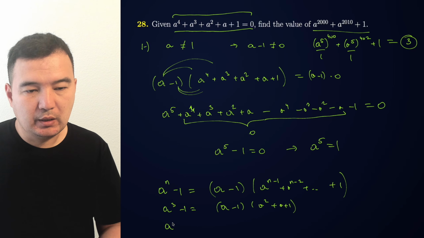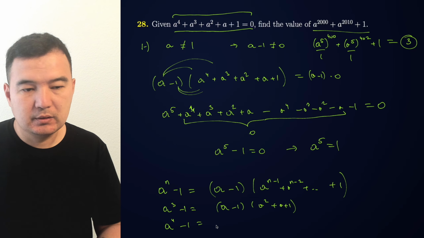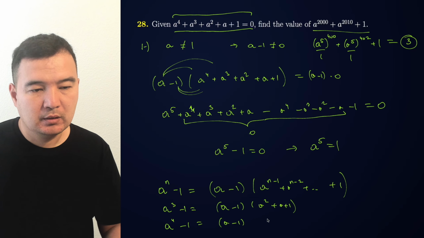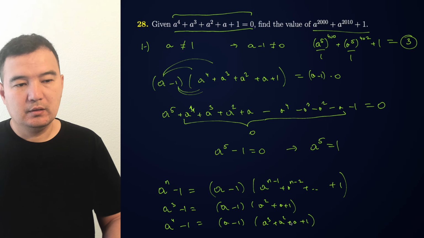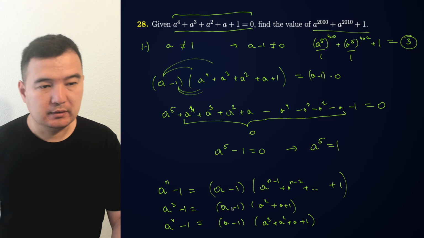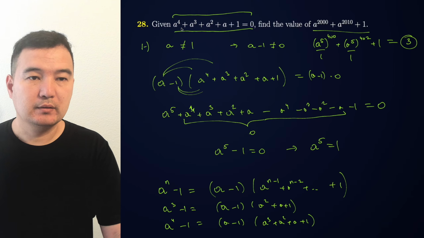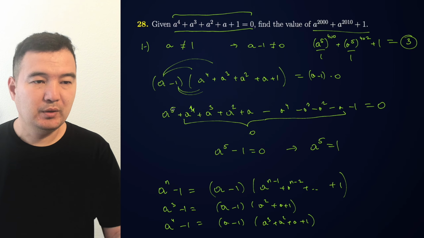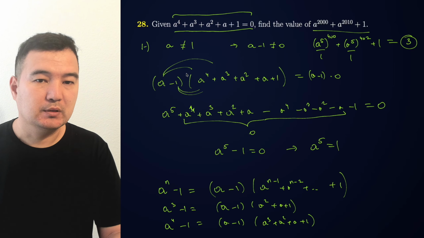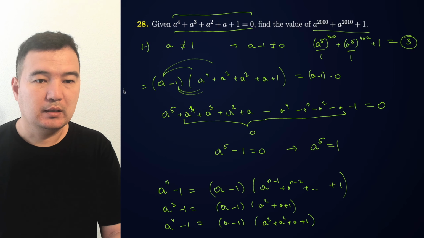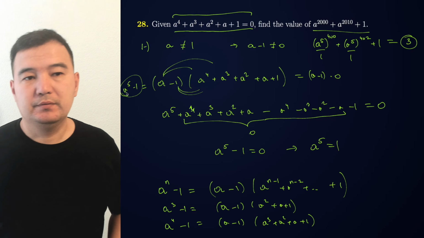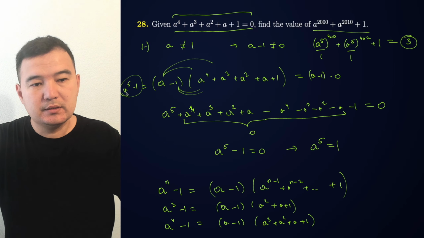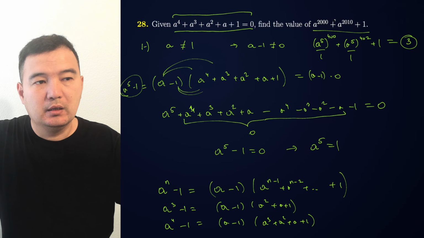Or if you do a^4 minus 1, it's still a minus 1 times a cubed plus a squared plus a plus 1. This part can be factorized further, but this identity is true for all of them. So when you look at a^4, a^3 and so on, you should immediately see this expression. If you multiply by a minus 1, you get a^5 minus 1. That's the key point of this problem. Once you know this, you can just find the value of the given expression.